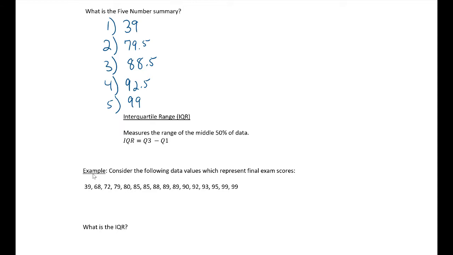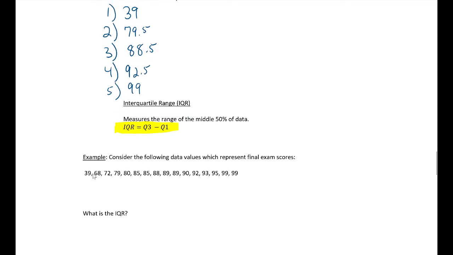And if you remember, Q3 is the 75th percentile. Q1 is the 25th percentile. So 75 minus 25 is 50. Therefore, the IQR is your third quartile, subtract away your first quartile.